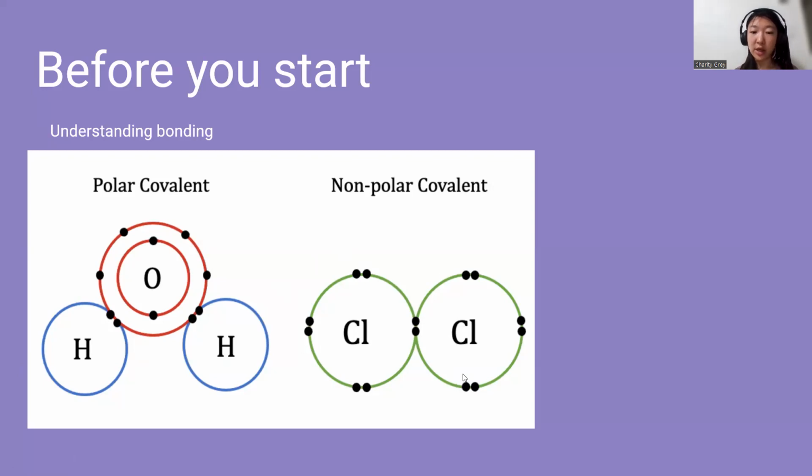On the other hand, here, chlorine has the same electronegativity as itself because it's the same atom, right? So there's no difference. So the electrons are right in the center. They're not closer to one side or the other. Whereas for this one, the electrons will be closer to oxygen. If anyone has questions, please make sure to ask your teacher.